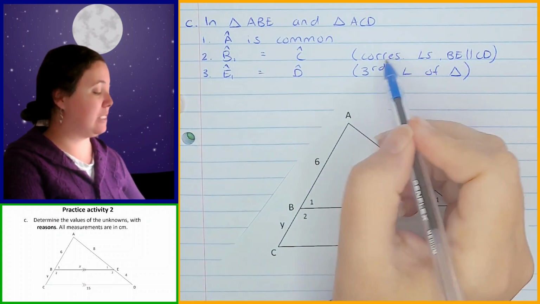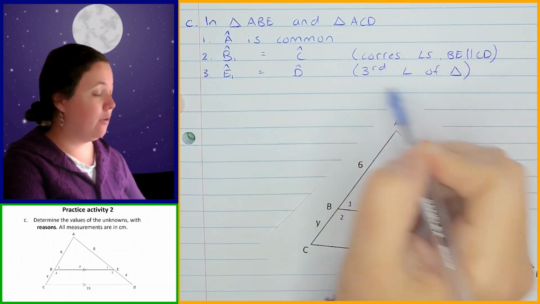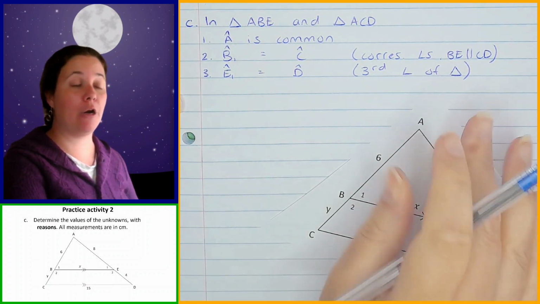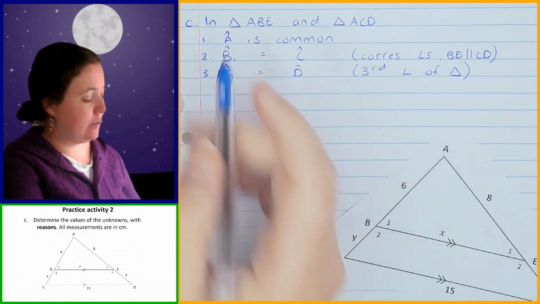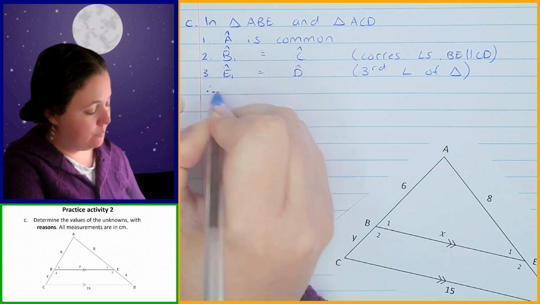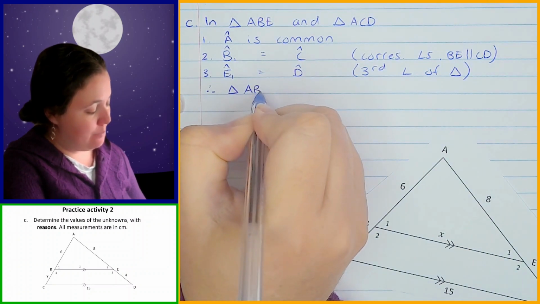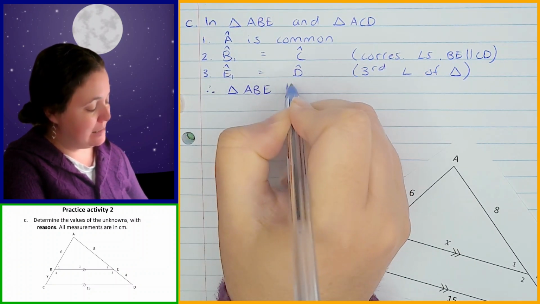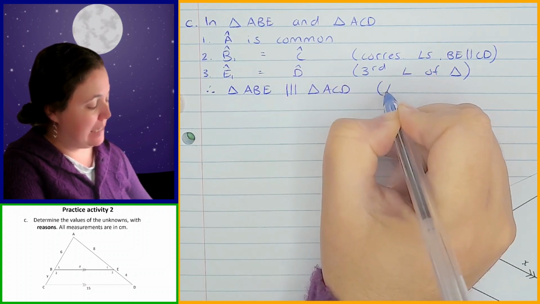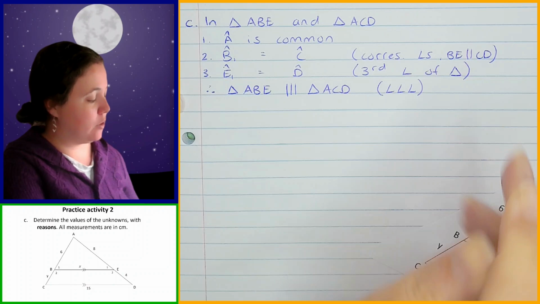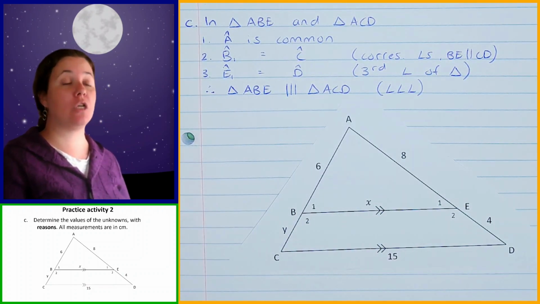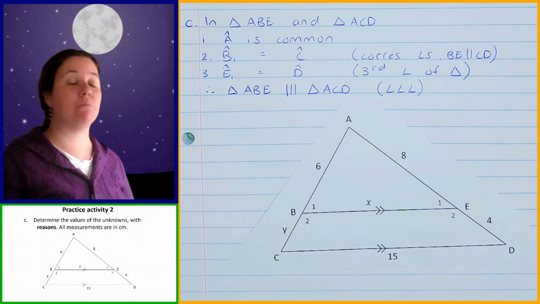But if you had had the same reason, again, corresponding angles with BE parallel to CD, that would be fine as well. So now I can say, because I've got three pairs of angles equal, therefore triangle ABE is similar to triangle ACD, and my reason is angle, angle, angle. Okay, now that I've got that, I can then say, because the two triangles are similar, it means that their sides must be in proportion.